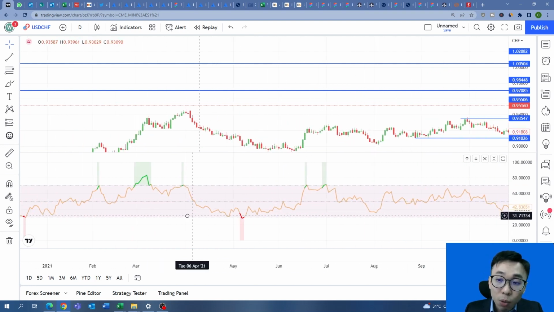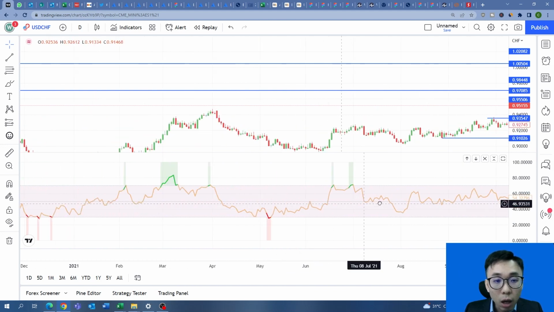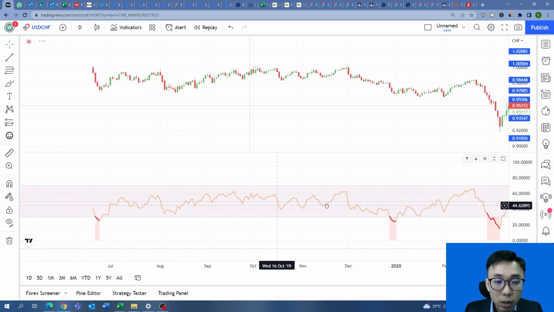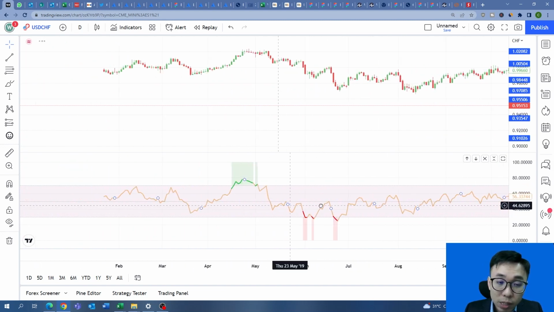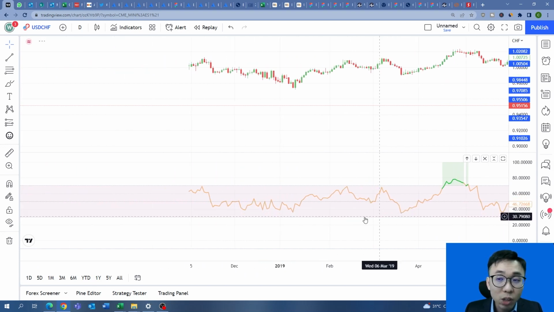Now, in terms of the range itself, why do we use 30 and 70 is because during the development of this indicator, they believed that the 30 level and the 70 level is where the oversold and overbought actually lie.